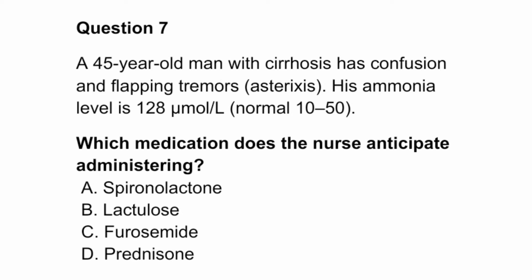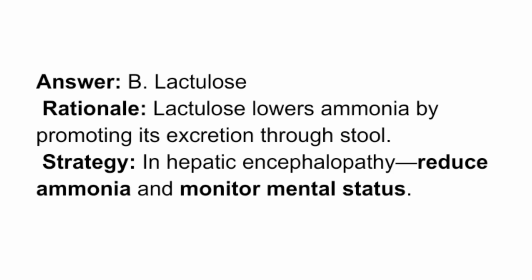Question 7. A 45-year-old man with cirrhosis has confusion and flapping tremors, asterixis. His ammonia level is 128 µmol/L, normal 10 to 50. Which medication does the nurse anticipate administering? A. Spironolactone. B. Lactulose. C. Furosemide. D. Prednisone. Answer: B.